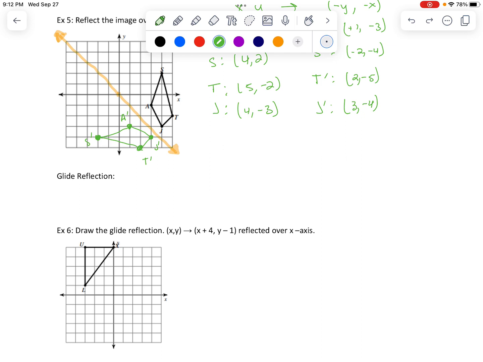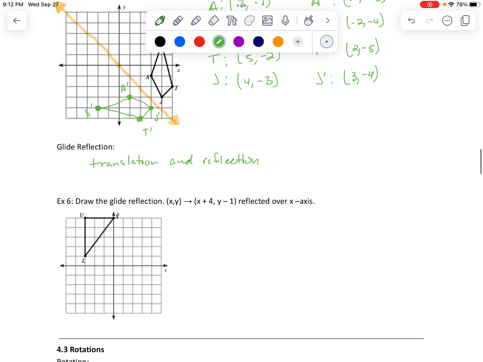Now, the last thing to talk about is a glide reflection. This is a combination. A glide is just translation. So you have a translation and a reflection. Does it matter the order? And the answer is no. You will get to the same spot regardless of if you do the translation first or second.